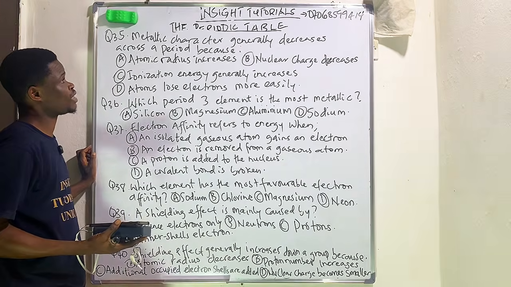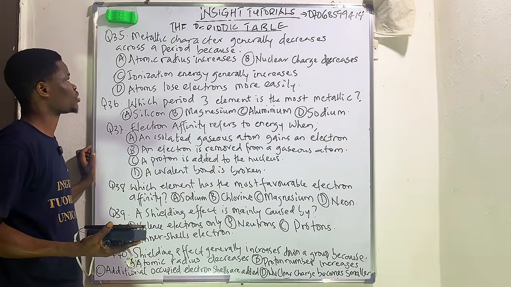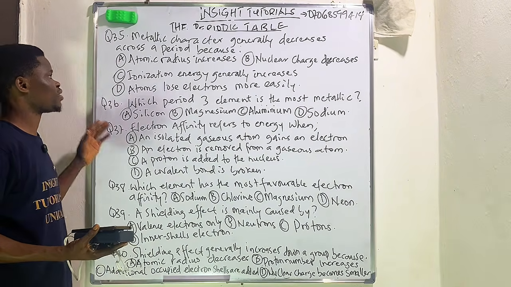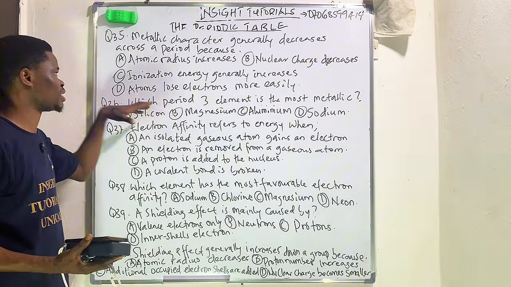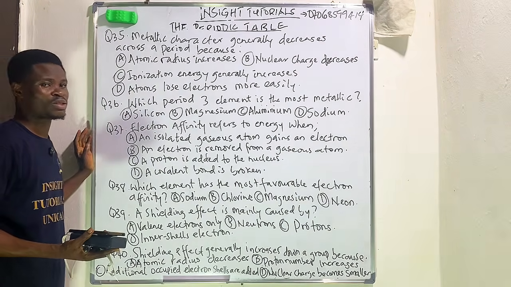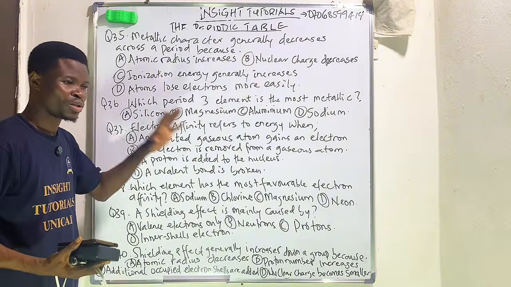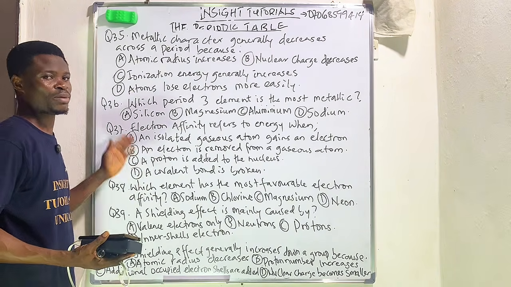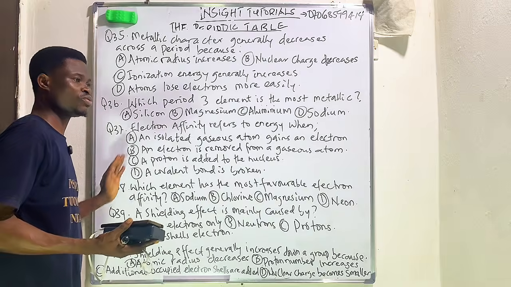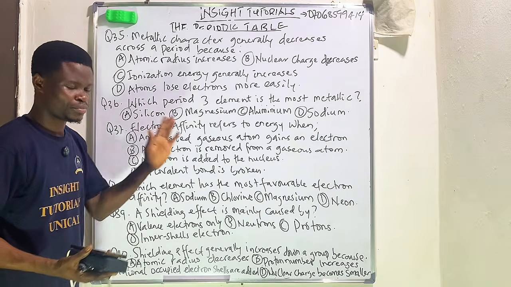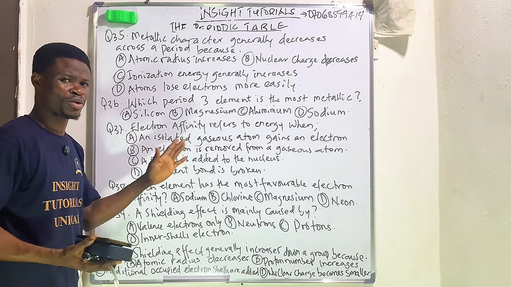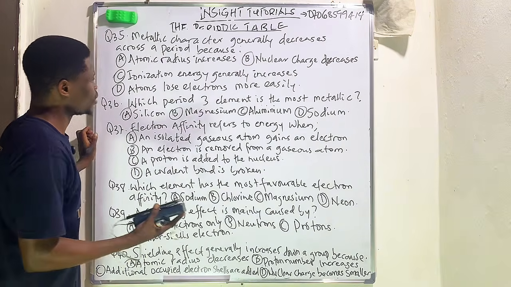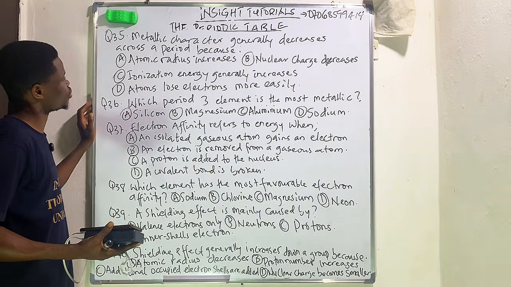The question says metallic character generally decreases across a period because A says atomic radius increases, B says nuclear charge decreases, C says ionization energy generally increases, and D says atoms lose electrons more easily. If it's across a period, there is actually a gain of electrons, not loss of electrons, because you see from hydrogen to helium to lithium to beryllium to boron, there's an increase in terms of the atom. So D is not correct.